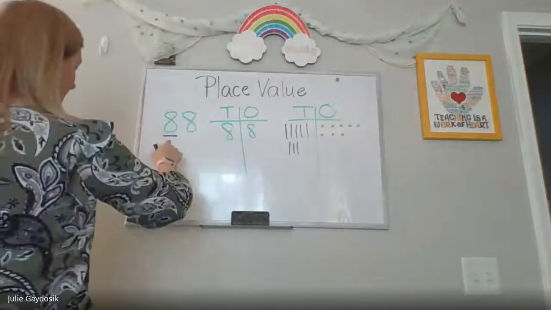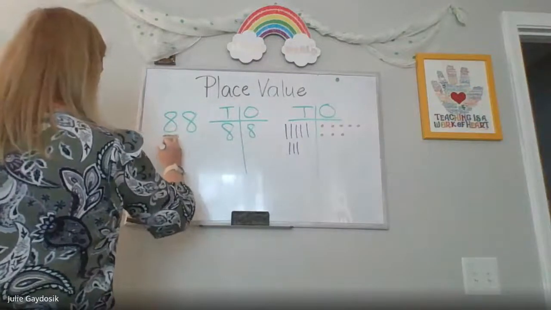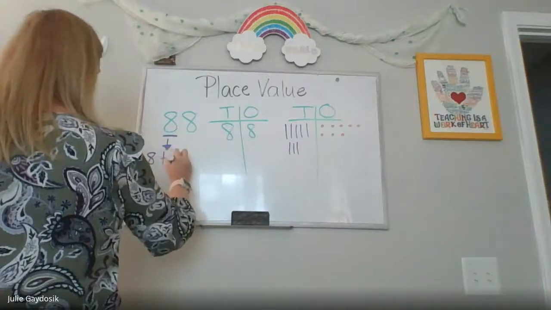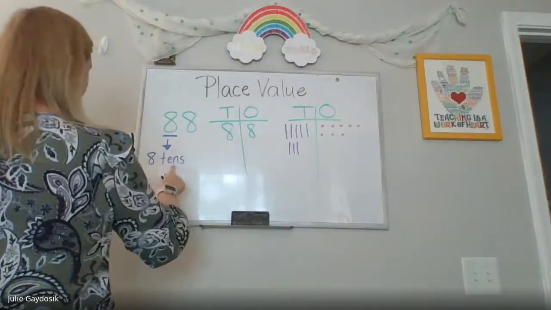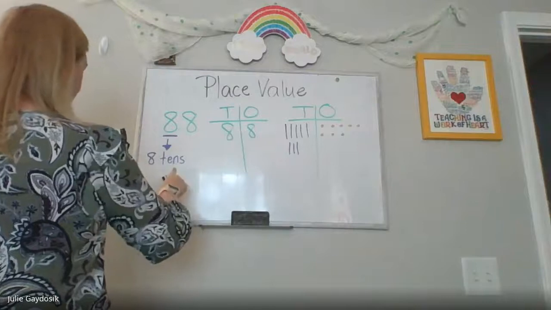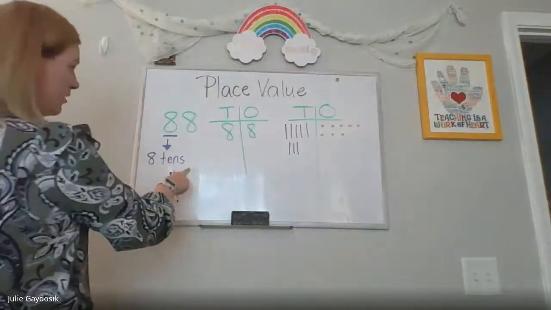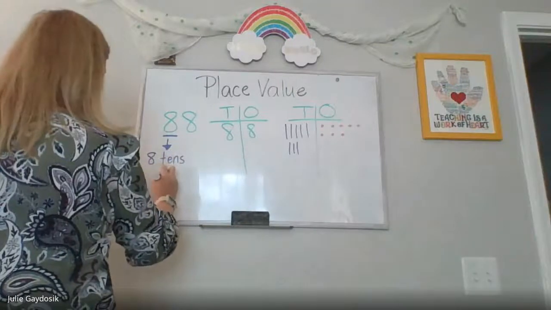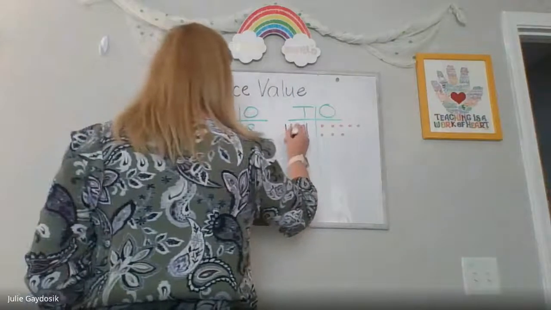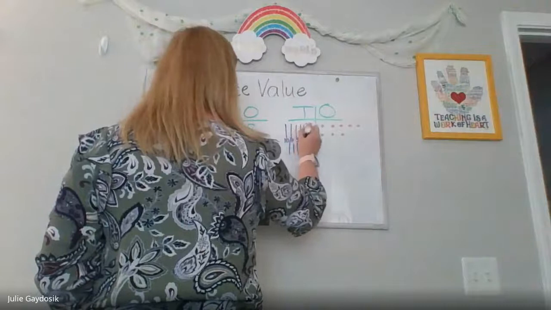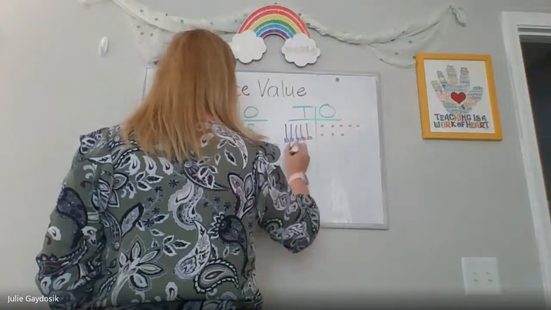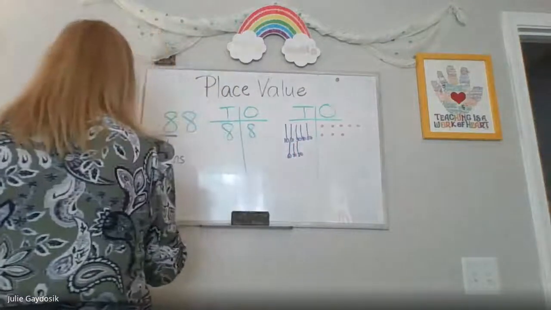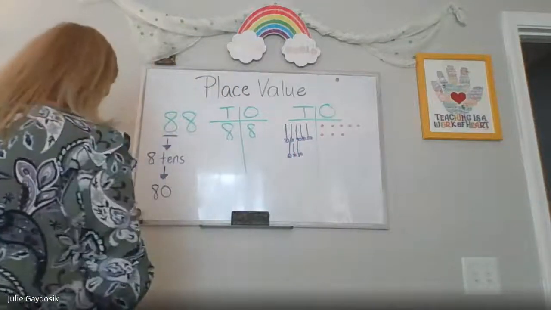If I want to know the value of this digit, I can tell there are 8 tens. But remember, the value isn't 8 because there's tens there. If it was 8 ones, yes, the value would be 8. But it's 8 tens. So you have to count those tens by 10. 10, 20, 30, 40, 50, 60, 70, 80. 8 tens is worth 80.